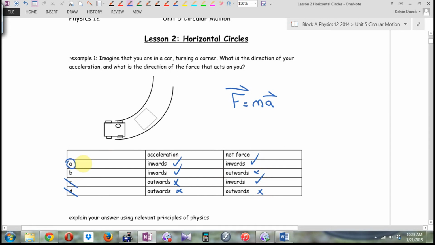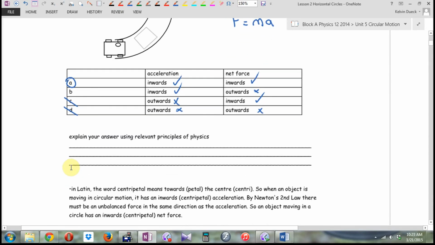again, what direction do most people think the force is? Outwards, because they're confusing their own inertia, Newton's first law, with a force. Explain your answer using principles of physics. We just did.